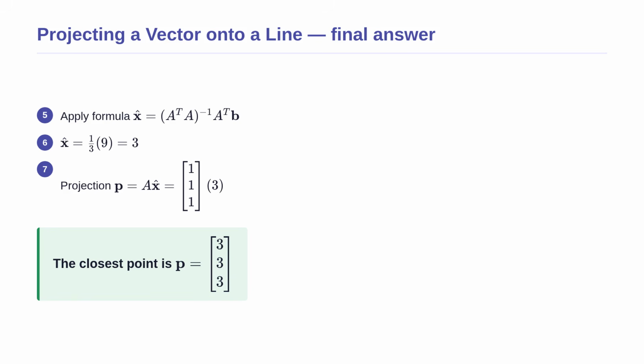With our scalar values computed, we plug them into the least squares formula. Since A transpose A is just the number 3, its inverse is simply the fraction 1/3. Multiplying 1/3 by 9 gives us exactly 3. This is our best guess multiplier. To find the actual closest point on the line, which we call the projection P, we multiply our original vector A by our multiplier 3. The resulting point, 3, 3, 3, is the exact spot on the line that is closest to the original floating point. We have successfully found the shortest distance.